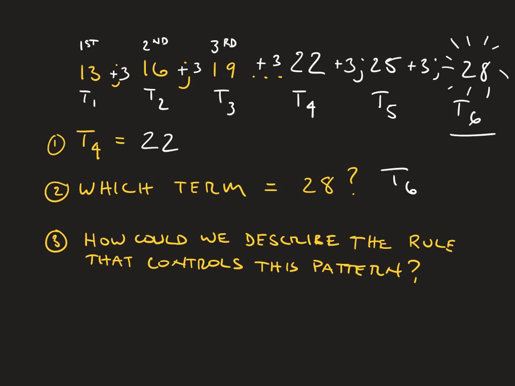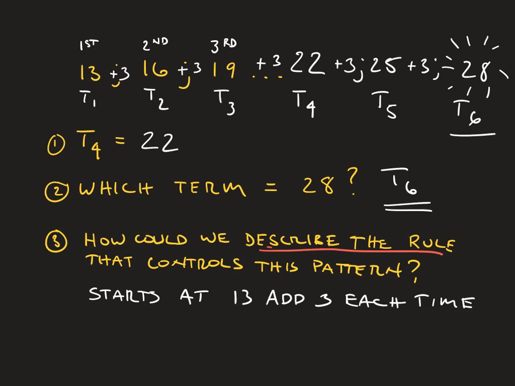In high school, we're going to write T6 as our final answer there, because it's more precise and uses mathematical notation. With the third question, we have to describe the rule that is controlling this pattern, and it's always going to have 2 parts. You always need to look at where it starts. In this case, it starts at the number 13, which we can see up here. And then what's happening each time? If we look carefully, we'll notice that with each and every term, 3 is being added. So we're going to say it starts at 13, and then we add 3 to each term.